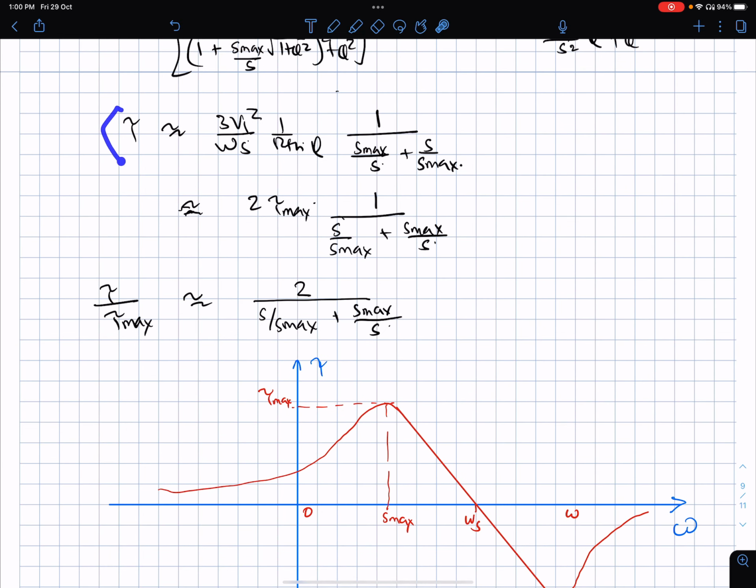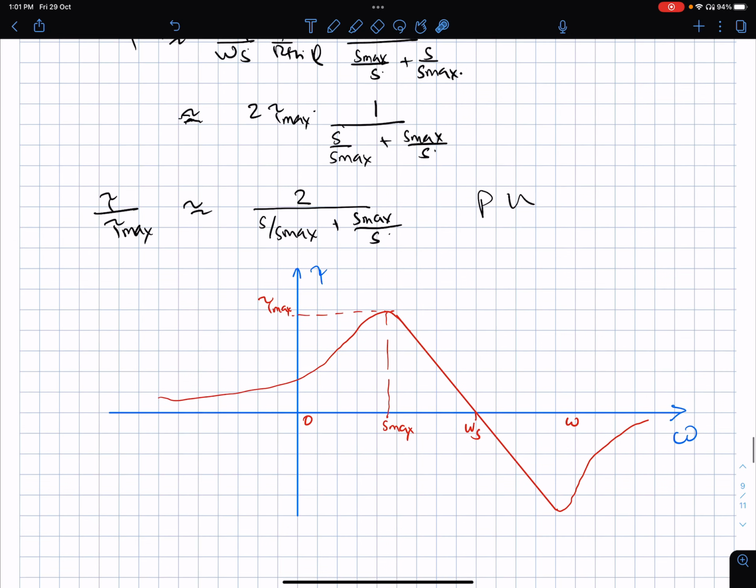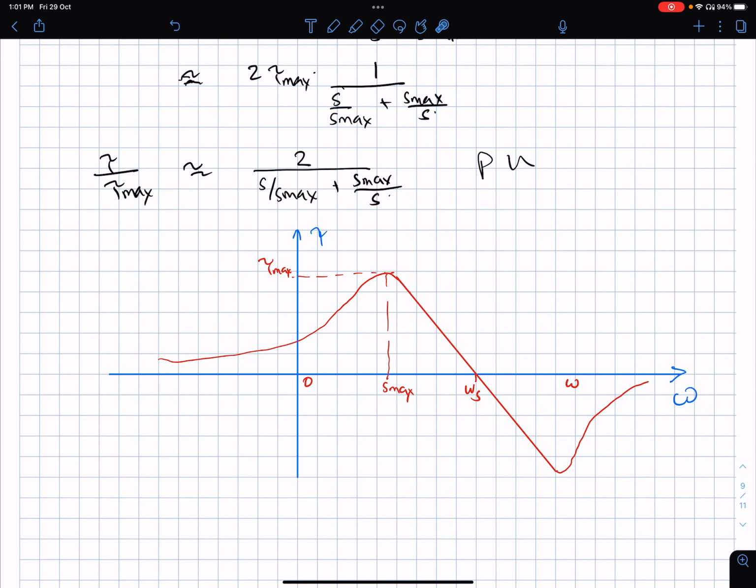If you now take the torque divided by T max, this is a per unit expression, both of them being in Newton meter, so the result is normalized to the maximum torque. S is also a per unit dimensionless quantity. So this becomes equal to 2 divided by s max by s plus s by s max. With this simplified expression, you can very quickly understand the behavior.